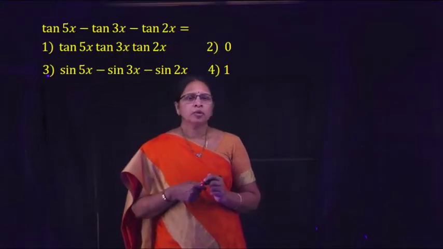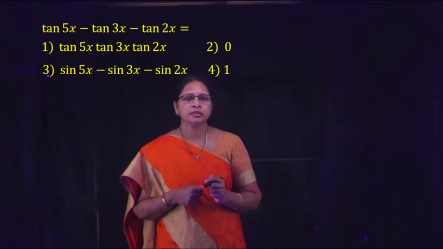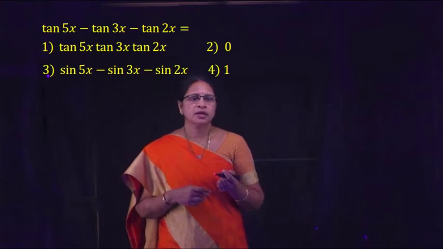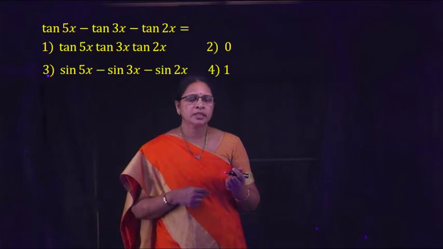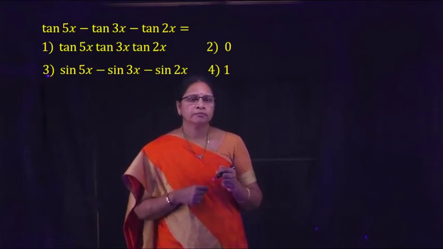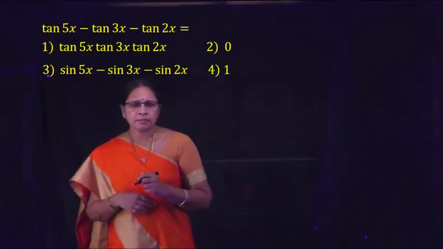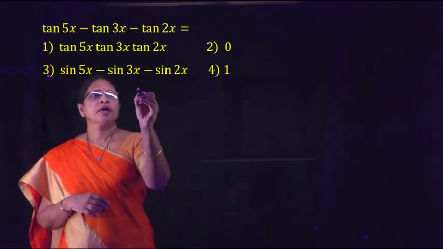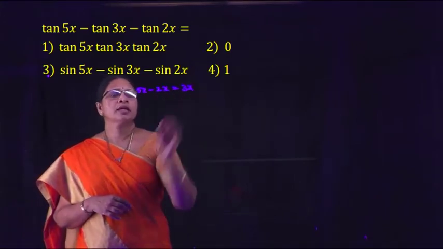Let us see the next problem. Tan 5x minus tan 3x minus tan 2x is equal to. First option is tan 5x into tan 3x into tan 2x. Second option is 0. Third option is sin 5x minus 3 sin 3x minus sin 2x. Fourth option is 1. According to this problem, we have to consider 5x minus 3x is equal to 2x, and 5x minus 2x is equal to 3x.